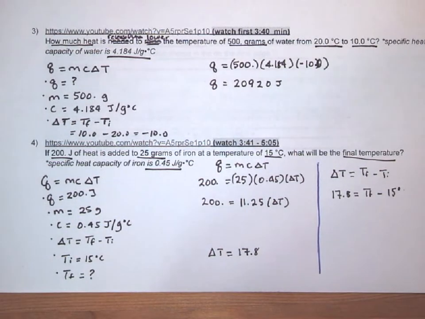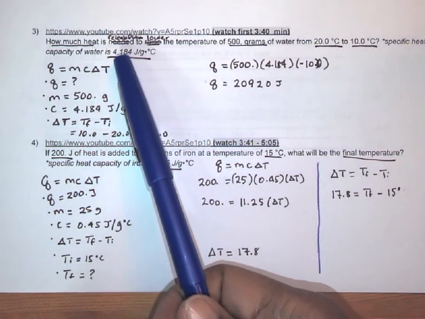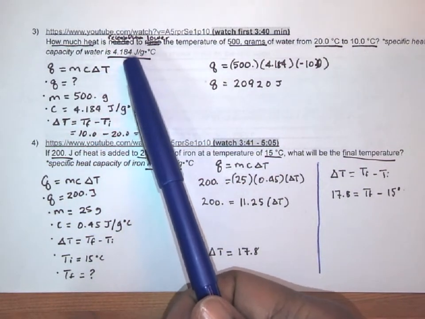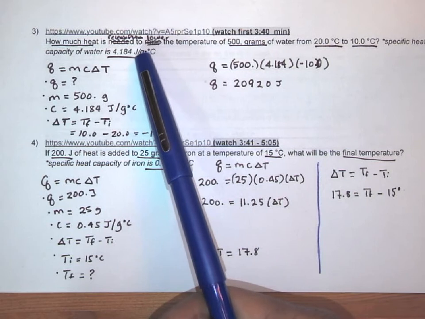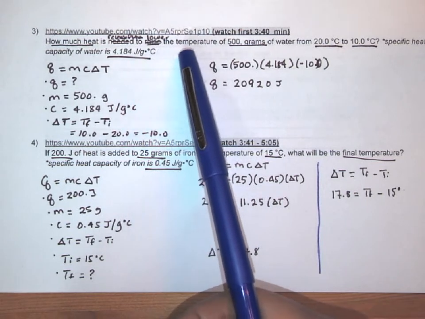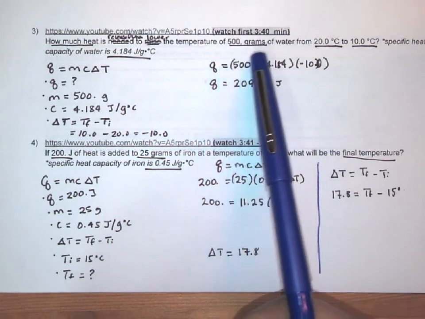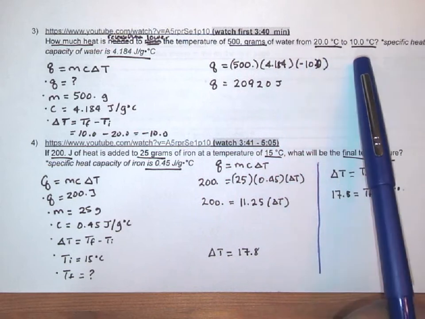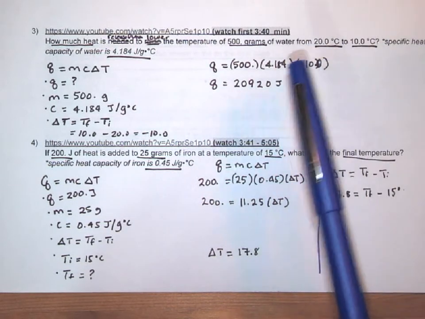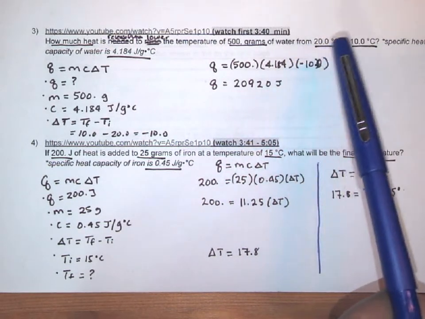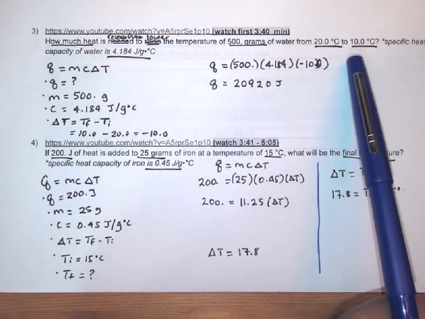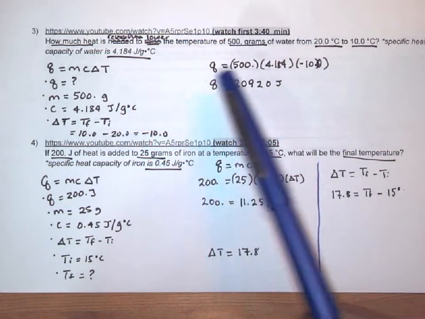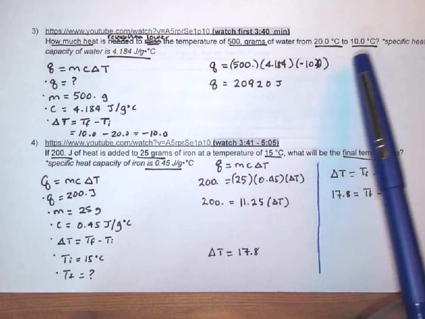So let's start with example problem 3. It says how much heat is, and there's a correction there. It should say released when lowering the temperature of 500 grams of water from 20 degrees Celsius to 10 degrees Celsius. And the reason why there's that correction is because if you're going from 20 degrees to 10 degrees Celsius, you're cooling down, and so you're releasing heat, not needing or absorbing it.